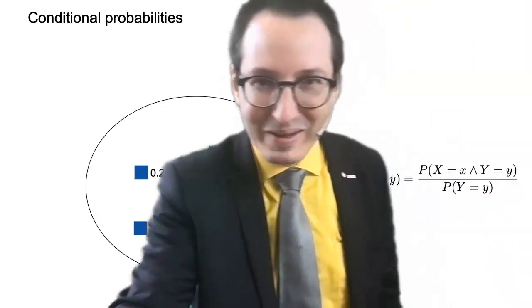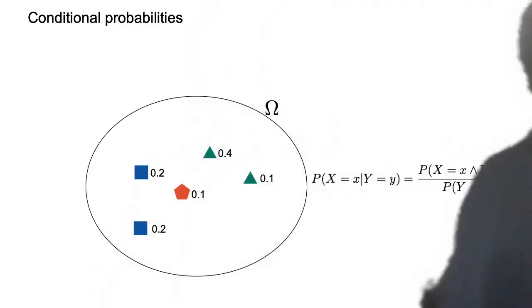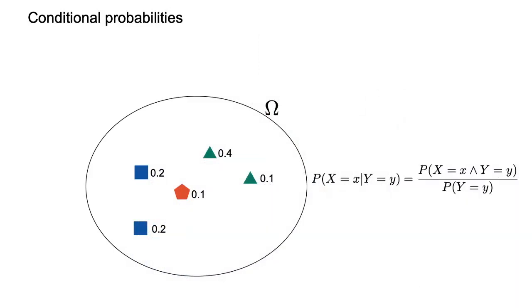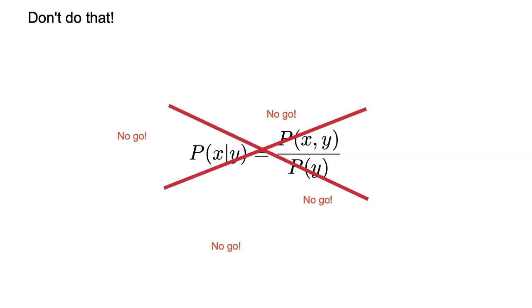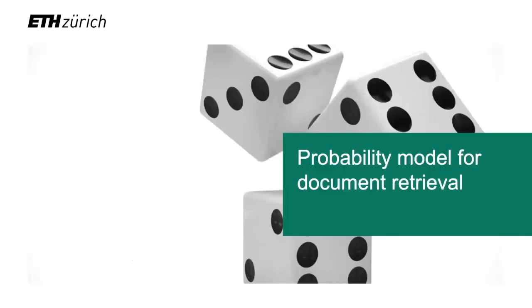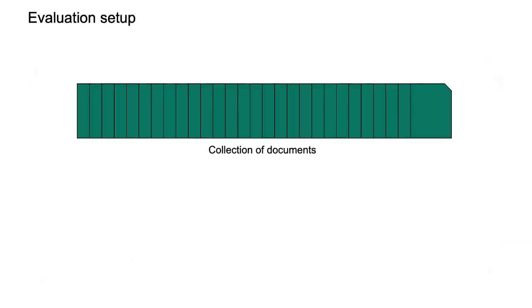Okay, I've made my point. The difference between big and small. And by the way, this is only a convention. The fact that I'm using uppercase letters for the random variables and lowercase for the actual variables, it's only a convention, but it makes it easier to learn. Okay. So now let's go to information retrieval again.